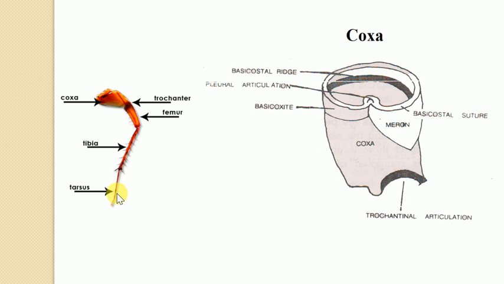Again, the number of tarsal segments present in the leg has great significance in classification because it is a species-specific characteristic feature. So the tarsal segment also has taxonomic significance. So this is about the tarsus.